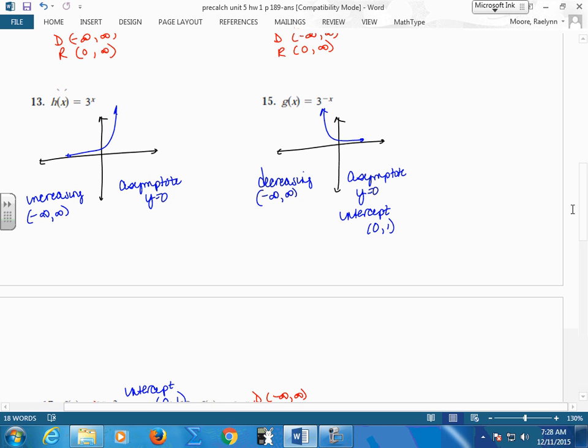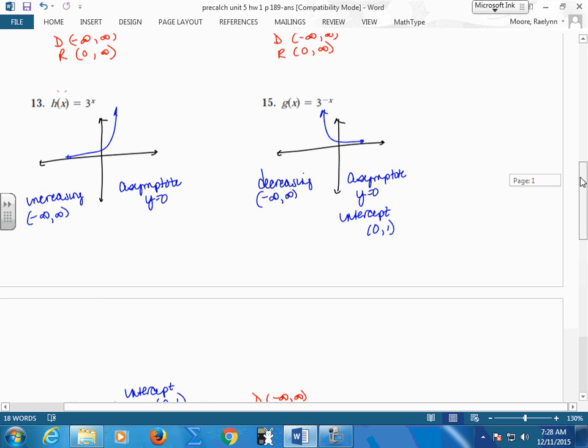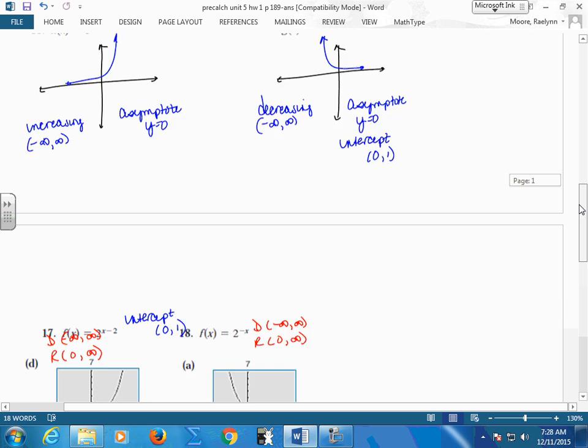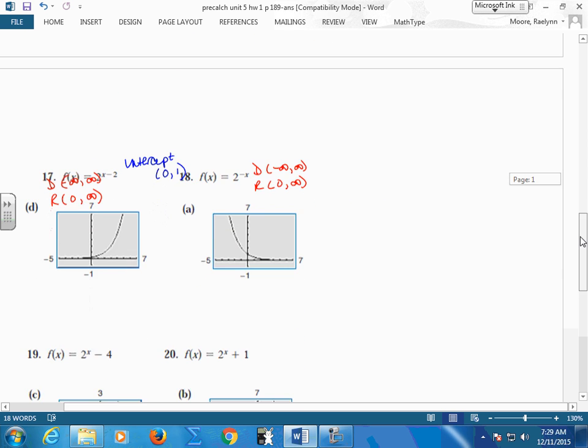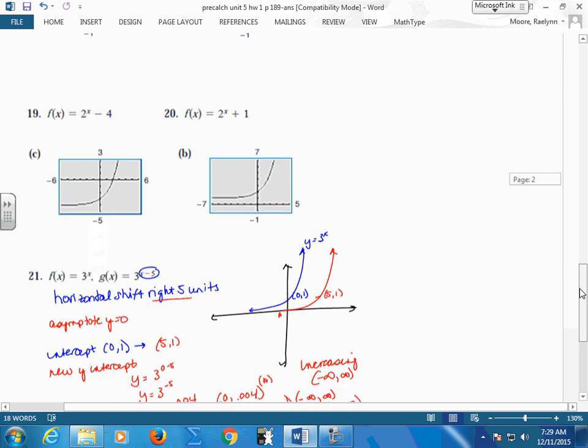Again, watch your asymptotes. They behave the same. The goal of this is to get you to see that they behave the same. Finding these guys, 17 was D, and I don't know if it said find the intercept or find the domain, whatever it said here. Oh, you just have to match them up. Try to match them up using your transformations.